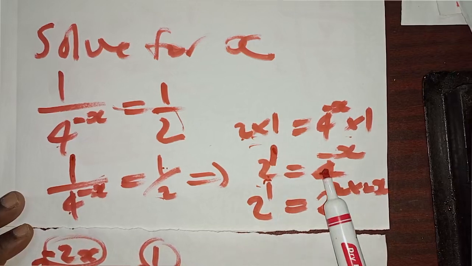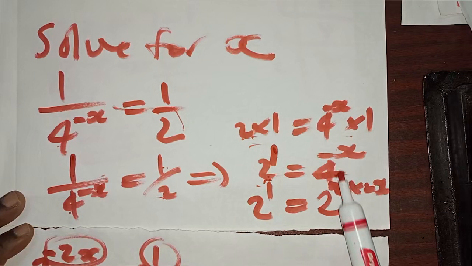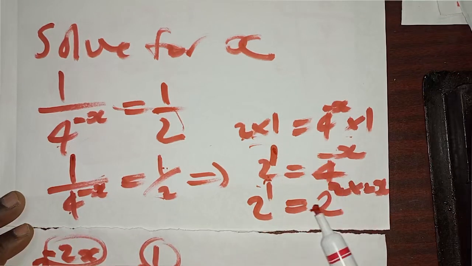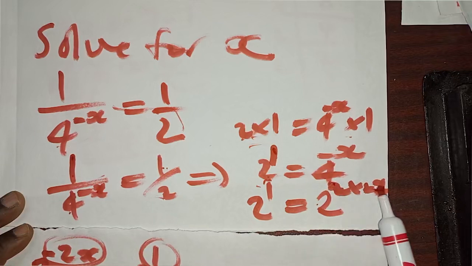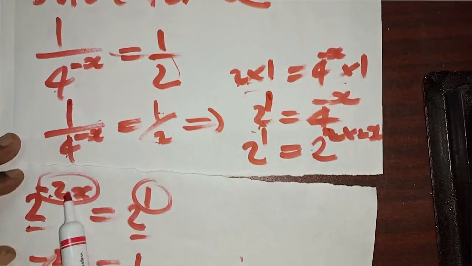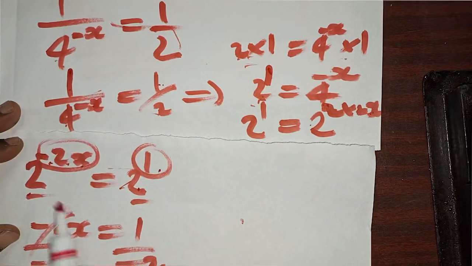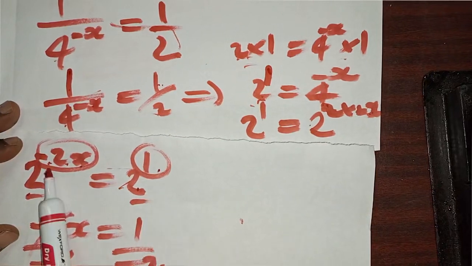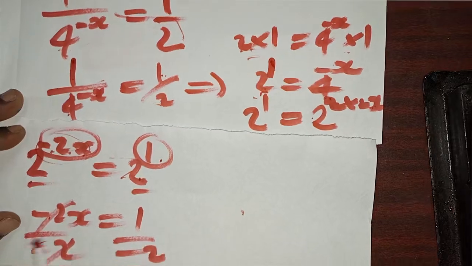So we obtain now 2 to the power negative 2x equals 2 to the power 1. Now because the bases are the same, then equate the powers, which is negative 2x equals 1, divide both sides by negative 2, then we obtain negative half as the value of x here. So this one becomes the value of x. For today, let us stop there.